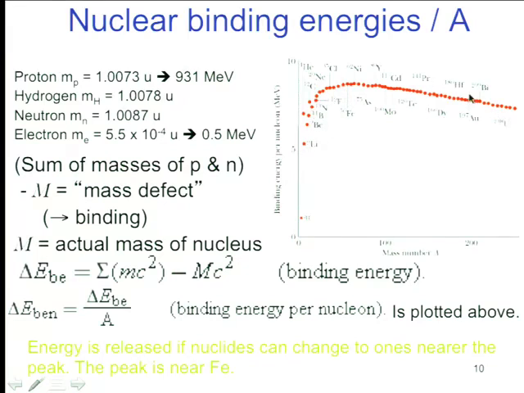Or if you go from uranium toward iron, sort of toward the middle, you also give up energy. So that's the origin of our search for nuclear energy. Because if you can convert elements from uranium to something here or hydrogen to something here, you actually gain energy.